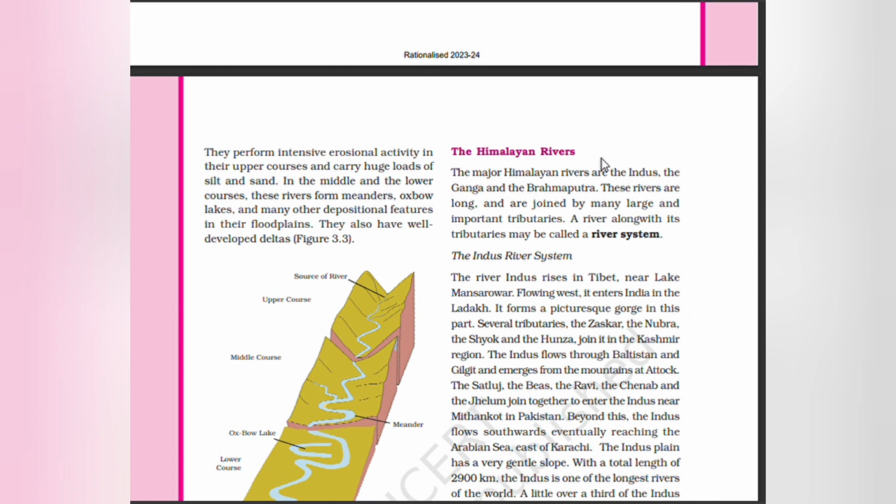Himalayan rivers. The major Himalayan rivers are the Indus, Ganga, and the Brahmaputra. These rivers are long and are joined by many large and important tributaries. A river, along with its tributaries, may be called a river system.